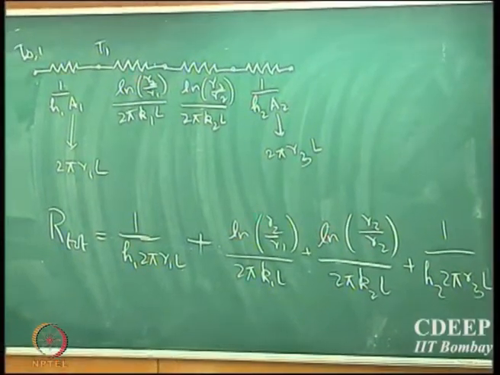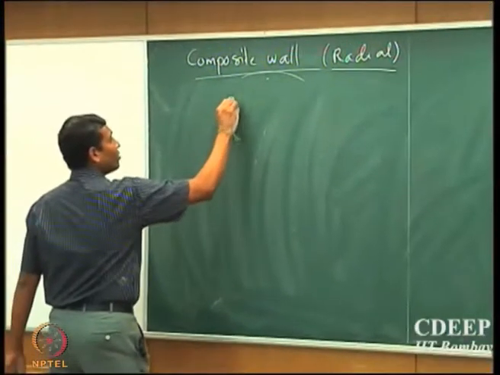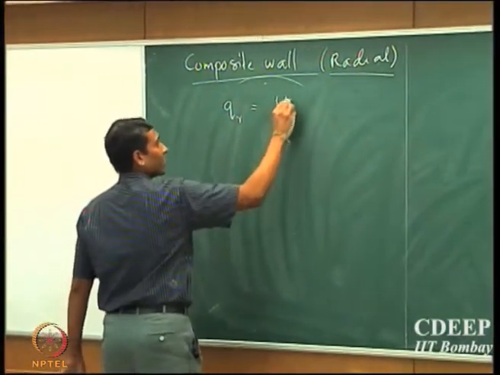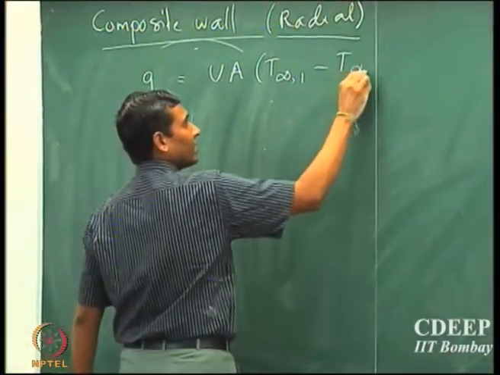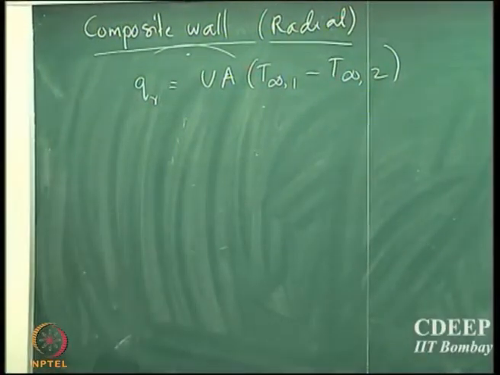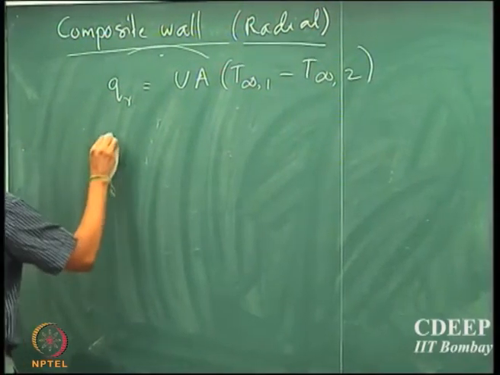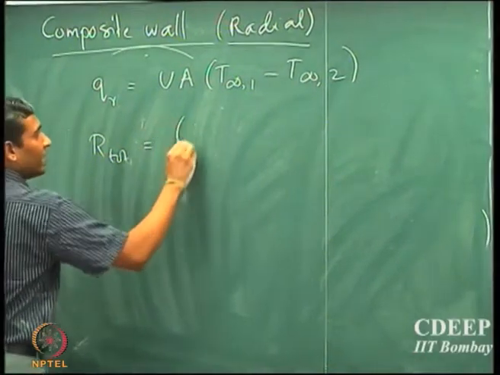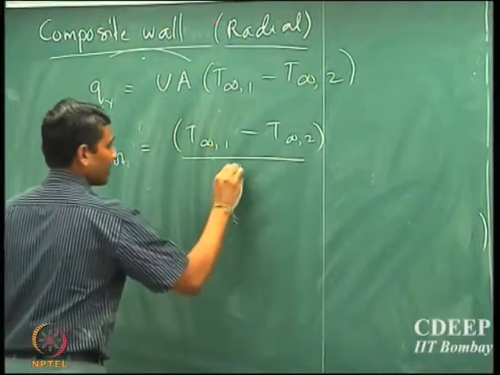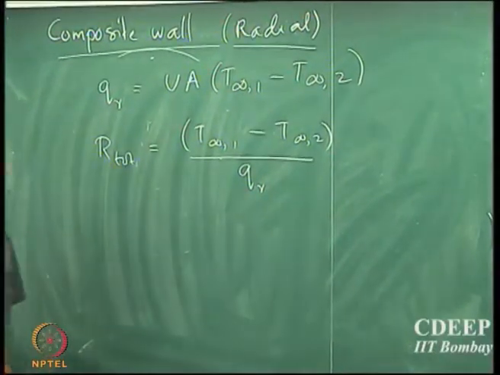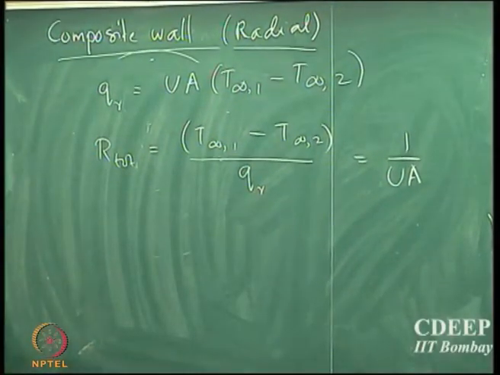Once again, the way we did before, we could define an overall heat transport coefficient. So, Q in the radial direction, you can write as U times A into T infinity 1 minus T infinity 2. Okay. And so, 1 by UA. So, resistance total is given by T infinity 1 minus T infinity 2 divided by Q_R, right, and so that is 1 by U into A, right.